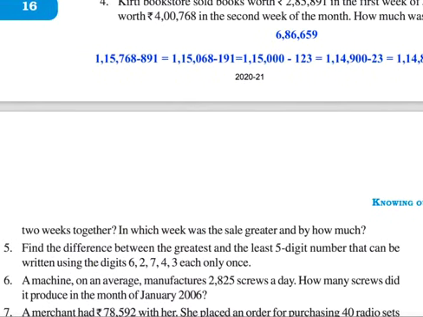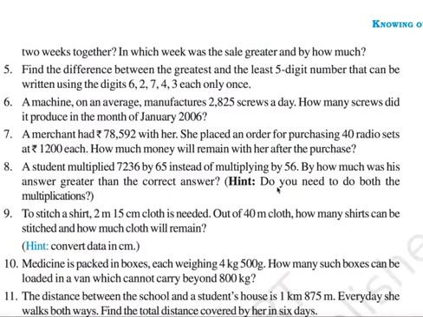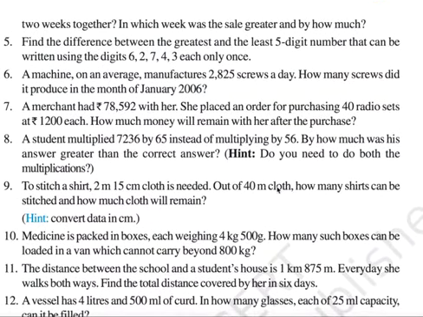Find the difference between the greatest and the least 5 digit number that can be written using the digits 6, 2, 7, 4, 3, each only once. Right. Not a difficult task to do. First write this greatest number. To get the greatest number, the biggest number has to be put in the most left hand side, and then next bigger number, and then next, and then the least number. Okay, that is the greatest number.